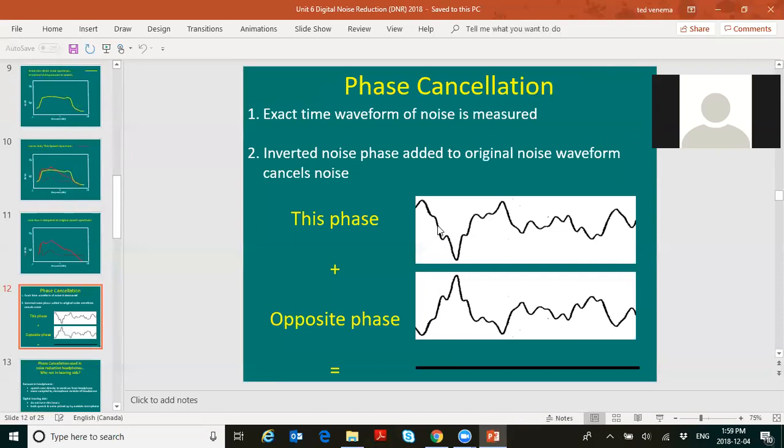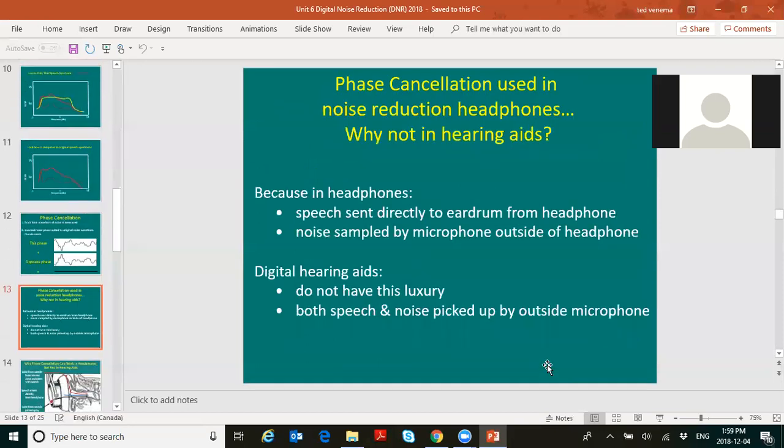Phase cancellation works with the waveform. Look at the top one and then the bottom one. They're opposite phase, so they'll cancel each other out, right? That makes sense. So phase cancellation is used in noise reduction headphones. Why not in hearing aids?